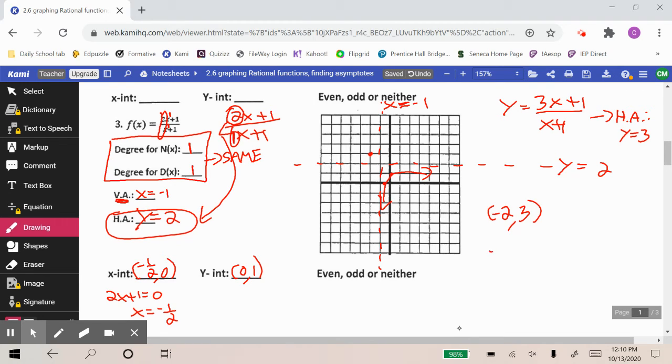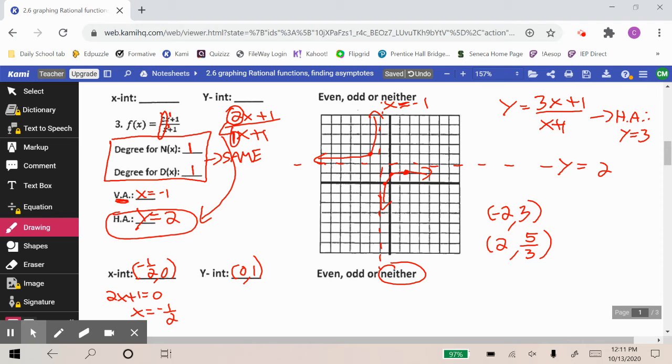Now, if I want to check if it's even, odd, or neither, I plug 2 into this. I have 2 times 2 is 4, 4 plus 1 is 5, and the bottom, 2 plus 1, is 3. You'd have 2 and then 5/3, which is like here somewhere. So this is neither. There's no symmetry to this. Again, I'm not really focusing on the graph. Our main thing is the asymptotes, the intercepts, and symmetry, if it's even, odd, or neither.